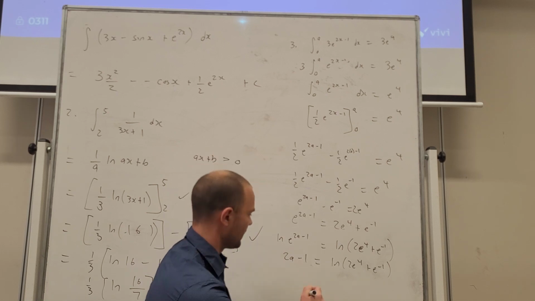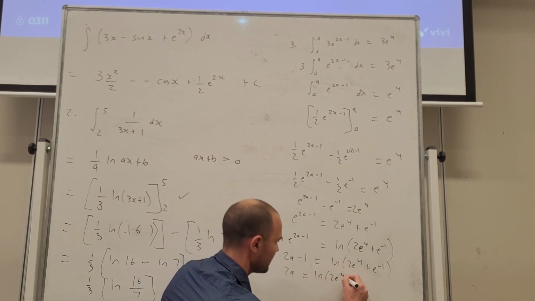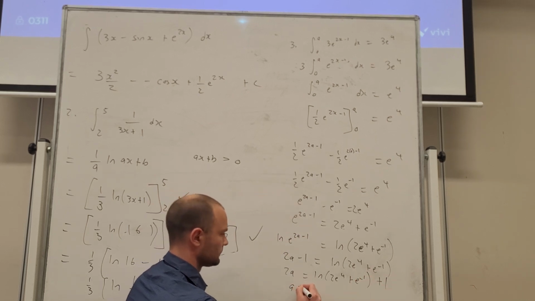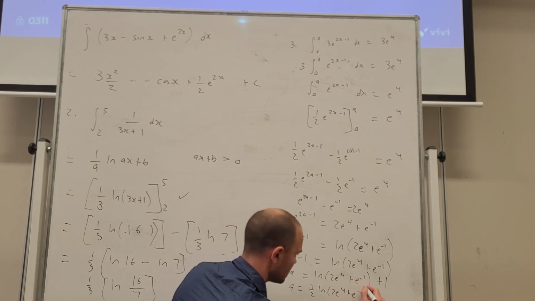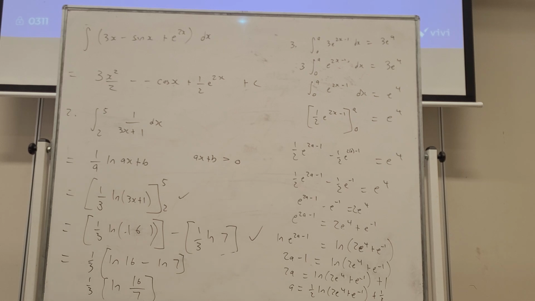And then we're just solving for a, right? Plus 1 to both sides. Get really close to the bottom. And then half both sides. So that's the value of a that makes this statement true.